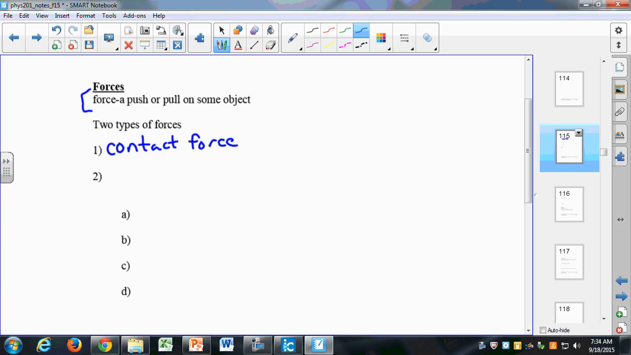But anyway, when you punch somebody, that's a contact force. A contact force requires contact between two surfaces. And a lot of our forces are contact forces.